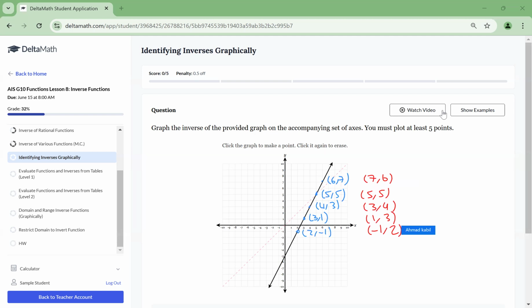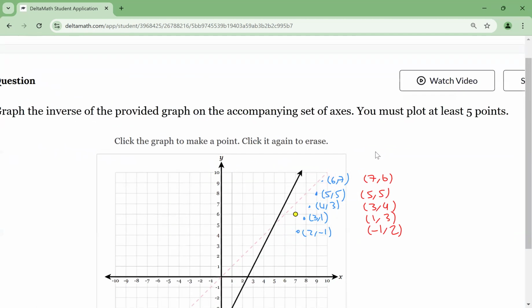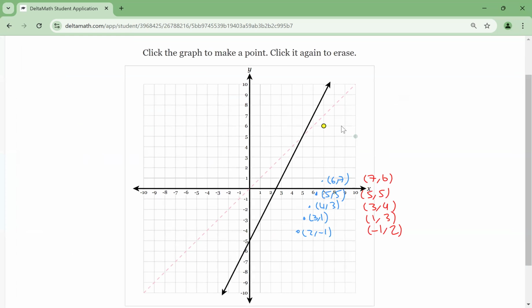Now we have to just plot these points. So 7 and 6 is somewhere here. 7 and 6 is right here. Let me zoom in. So yes, 7 and 6 is here. 5 and 5 is on the graph. 3 and 4 is right there. 1 and 3 is right there. And -1 and 2 is right there.